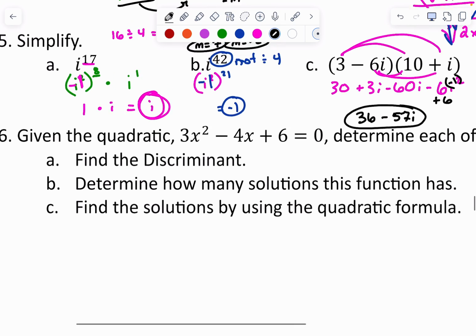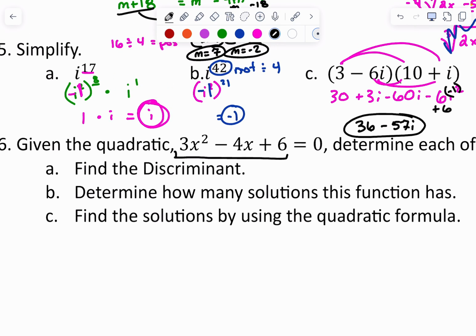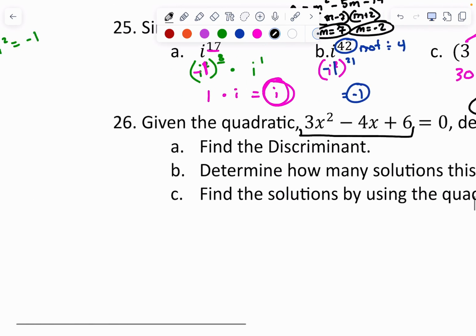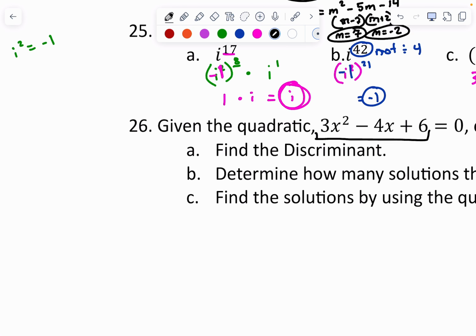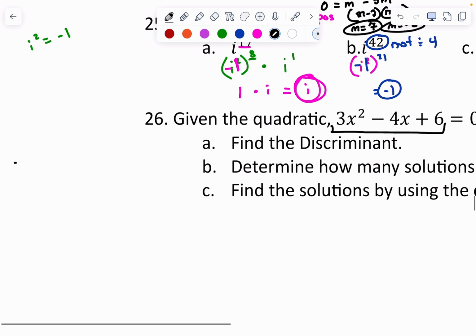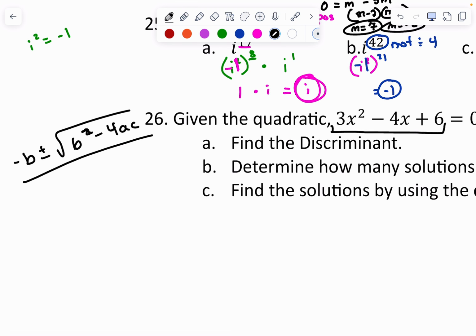All right. Okay, given the quadratic, this guy, he is ready to go for us. Determine each of the following. They want me to find the discriminant. What is the discriminant? Negative b plus minus square root b squared minus 4ac all over 2a. This is the quadratic formula. The b squared minus 4ac, that's the discriminant, not including the square root, right?